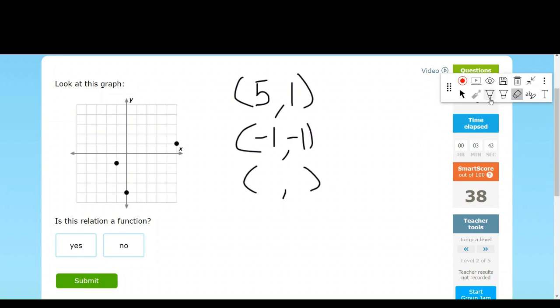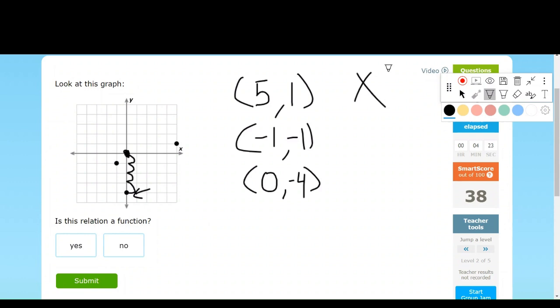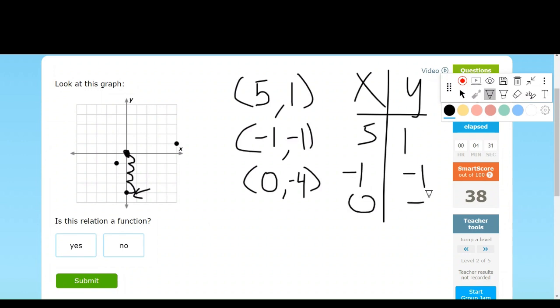Right, let's try to read this point down here. Again, this is our starting point here. It looks like there is no horizontal distance at all, so we'll just use a 0 to represent that. But there is a vertical distance, 1, 2, 3, 4. But we're dropping down, so we will use a negative 4 to show that. And again, you can draw your table if you want. You don't have to. 5, 1, negative 1, negative 1, 0, negative 4.